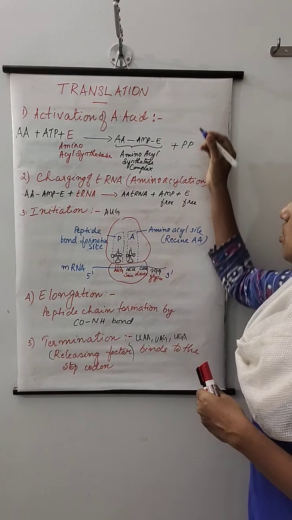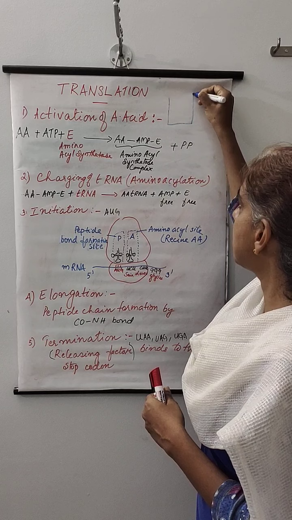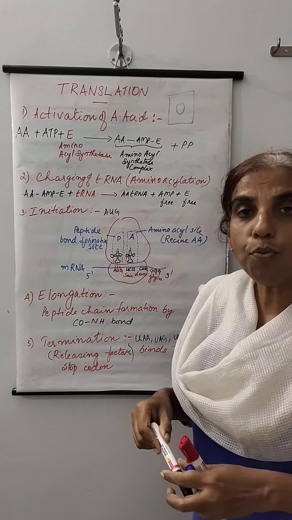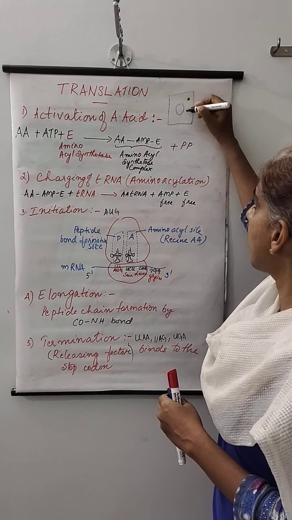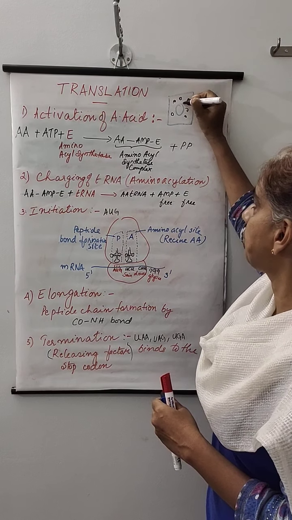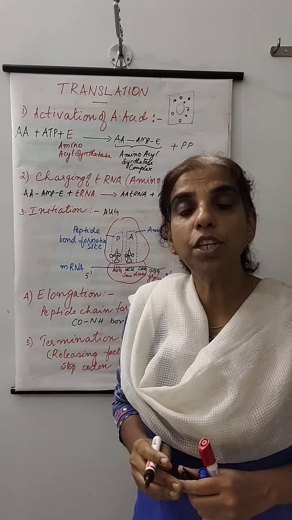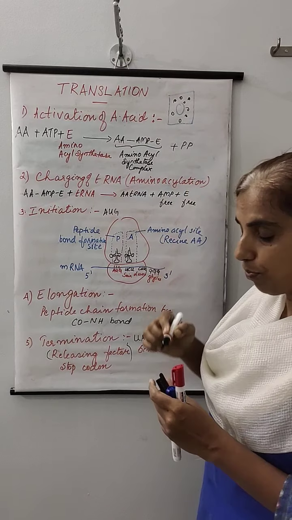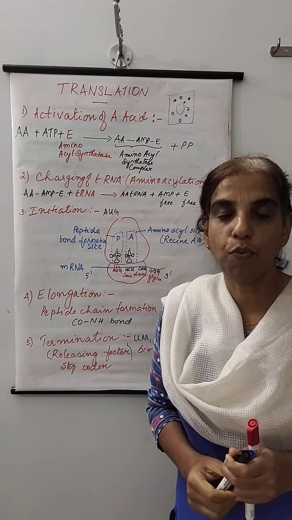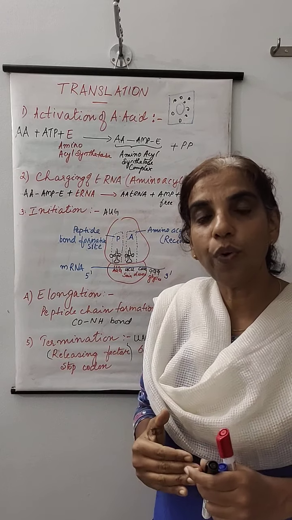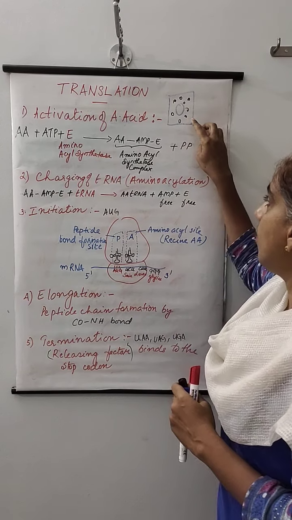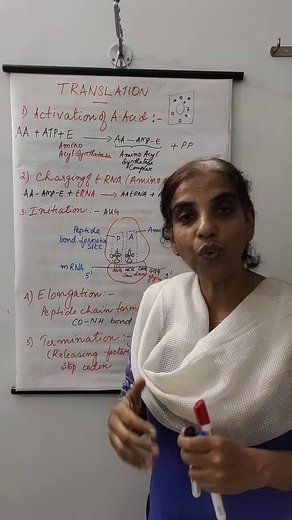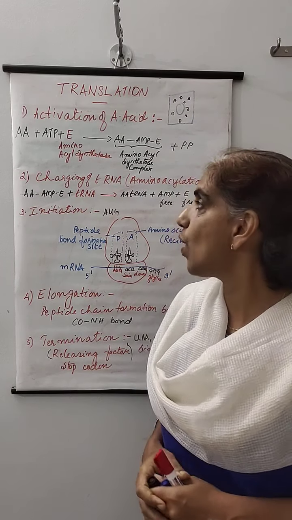So from the cytoplasm, suppose this is the cell and this is the nucleus, we have so many amino acids scattered throughout the cytoplasm, and 20 amino acids have been found so far. These amino acids should be brought to the ribosome. For that, we require certain steps. The first step is the activation of the amino acid. We need to activate these amino acids.